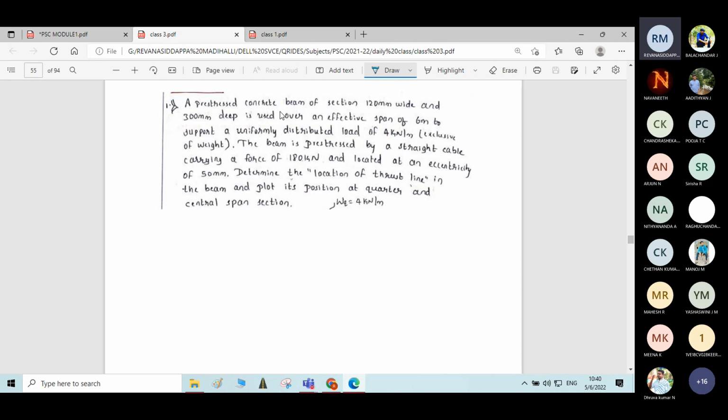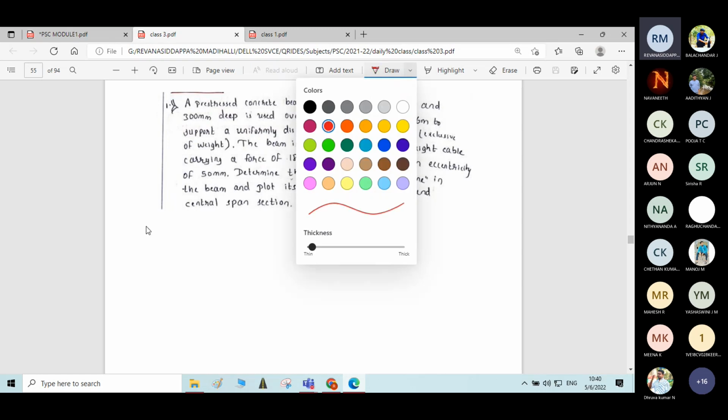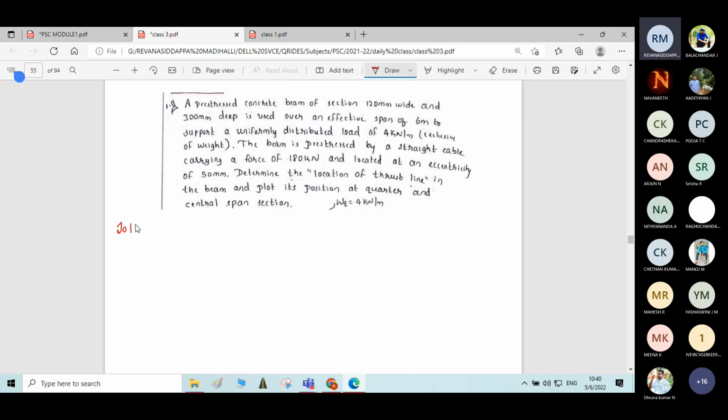What is the question here? A prestressed concrete beam of section 120 mm wide and 300 mm deep is used over an effective span of 6 meter to support a UDL of 4 kN per meter. Let me write the diagram. Solution.